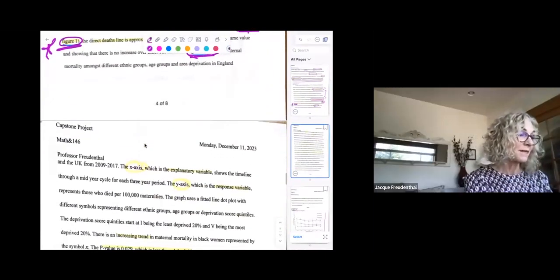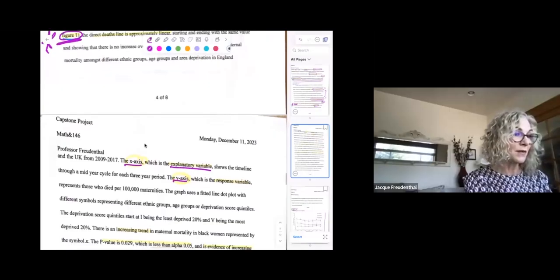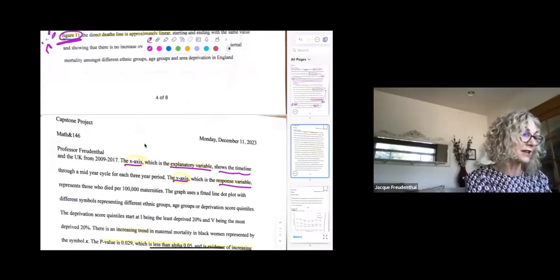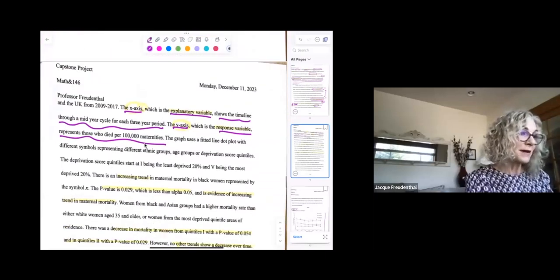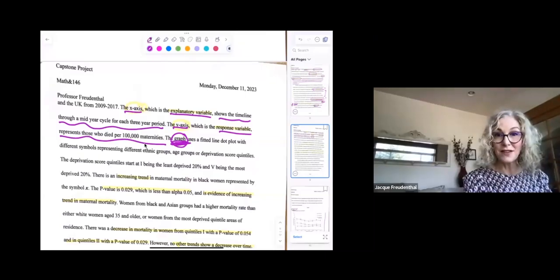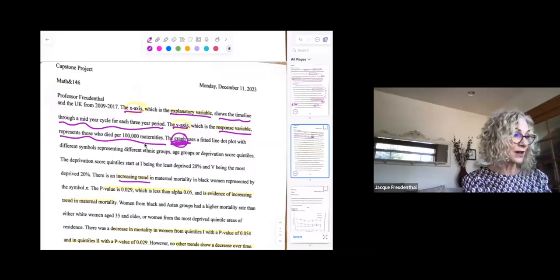Talks about the x-axis and the explanatory variable, the y-axis and the response variable, and it actually gives what those variables represent. Talks about the graph. Again, if it talks about a graph, then include it right here so that it makes sense and I can look at it and see how it's being interpreted. It talks about the increasing trend, gives you a p-value.